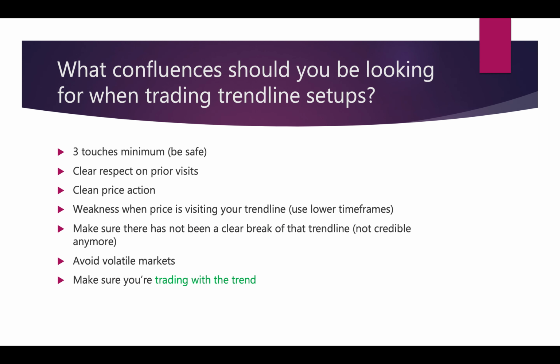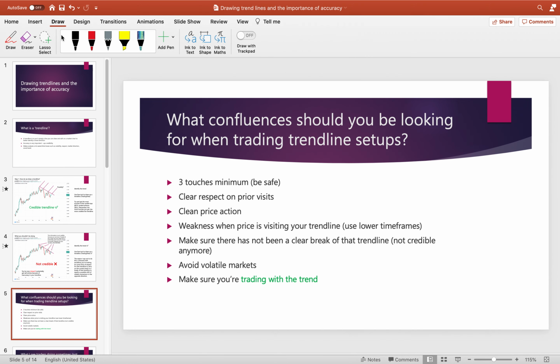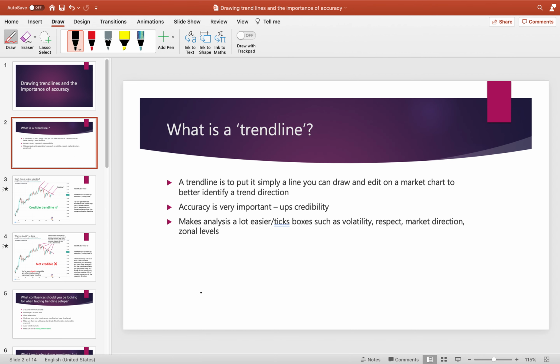So avoid volatile markets. Now, what I mean by volatile markets is, let me see if I can get a tool here just to show you. Just going to draw this one. Right, so we'll go down, we'll go to this one here. So say we've got a nice trend line like this, yeah? And we've got price coming in like this, like that, yeah? So that's a nice clean price action trade, all right?